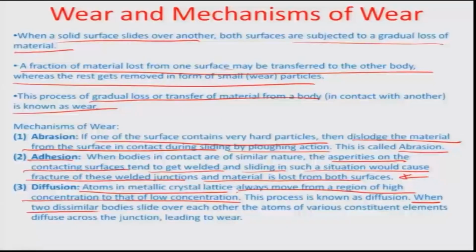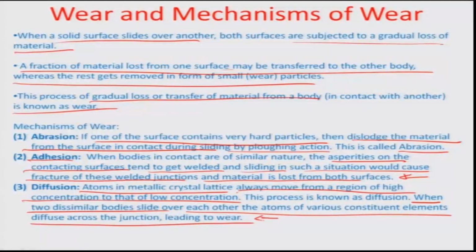So, when two dissimilar bodies slide over each other, the atoms of various constituent elements diffuse across the junction just by this dc by dx concentration gradient. So, this can lead to wear. So, basically you have three different mechanisms which we have discussed.